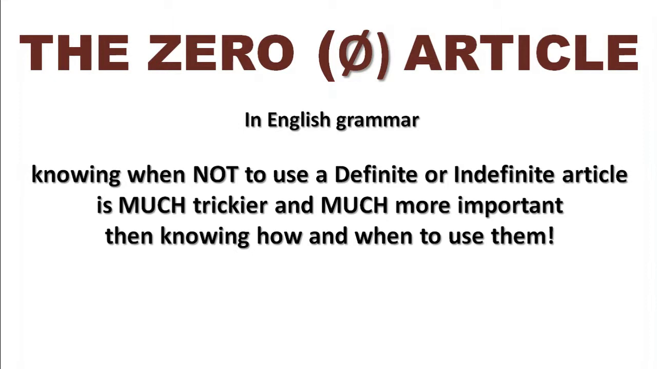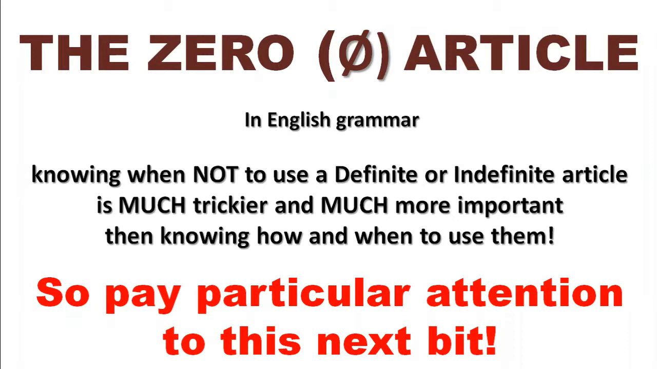If you put in an article when it's not needed, when we would never use it, when we would use the zero article option, that's when it can get confusing. So you have to really think as much as you can about when you need to use the indefinite article, when you need to use the definite article, and when you need to use no article at all, the zero article. So my recommendation is pay particular attention to this next bit.